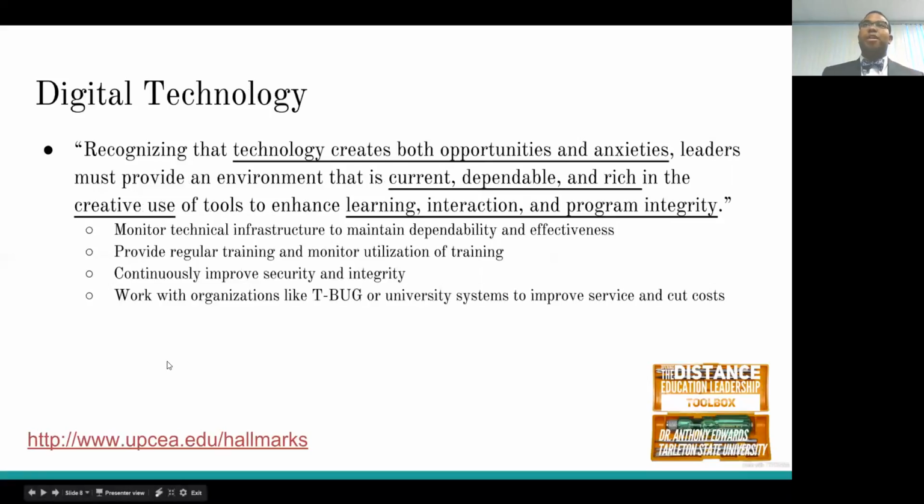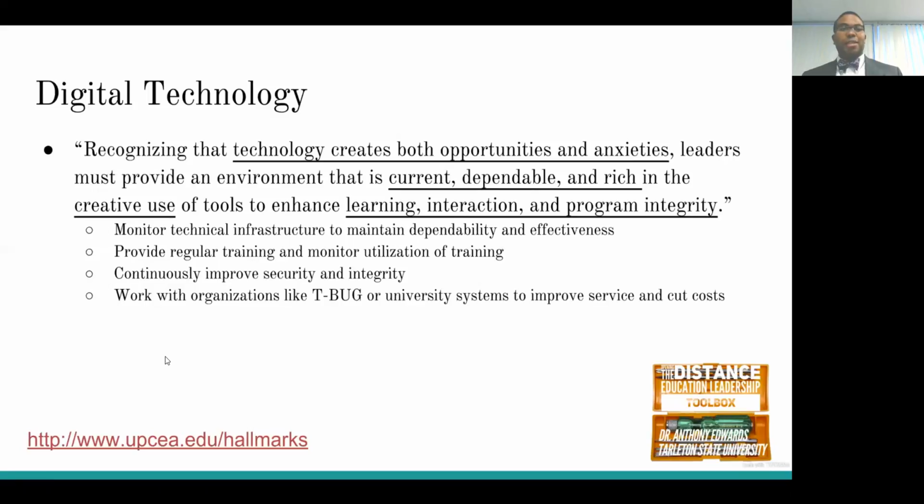Okay, the next hallmark we're going to cover is digital technology. And the statement from UPCEA is as follows: recognizing that technology creates both opportunities and anxieties, leaders have to provide an environment that's current, dependable, and rich in the creative use of tools to enhance learning interaction and program integrity. So technology creating opportunities and anxieties, that's just the nature of the work that we do.